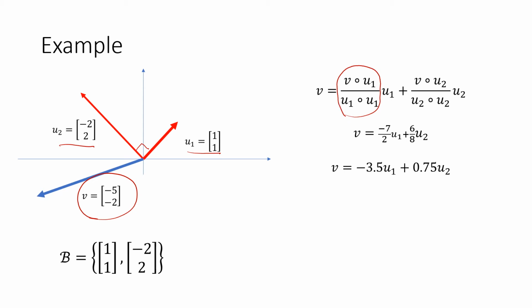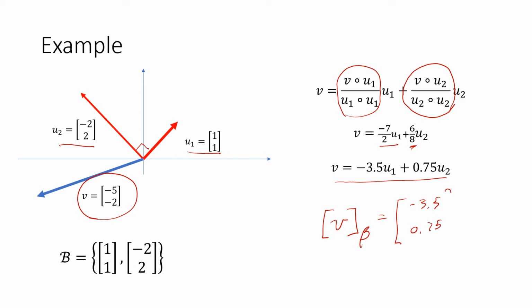If you take v dotted with u1, that is equal to -7. u1 dotted with itself is 2. So there's the first coordinate. v dotted with u2 is 6. u2 dotted with itself is 8. There's our second coordinate. So there's v, and equivalently, the coordinates of v relative to b is -3.5, 0.75. Isn't that easier than solving the system of linear equations? Orthogonal bases give us a lot of advantages.